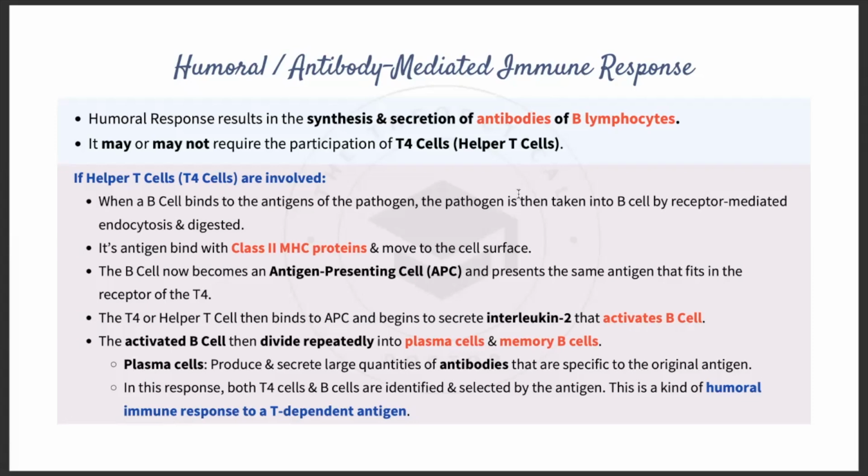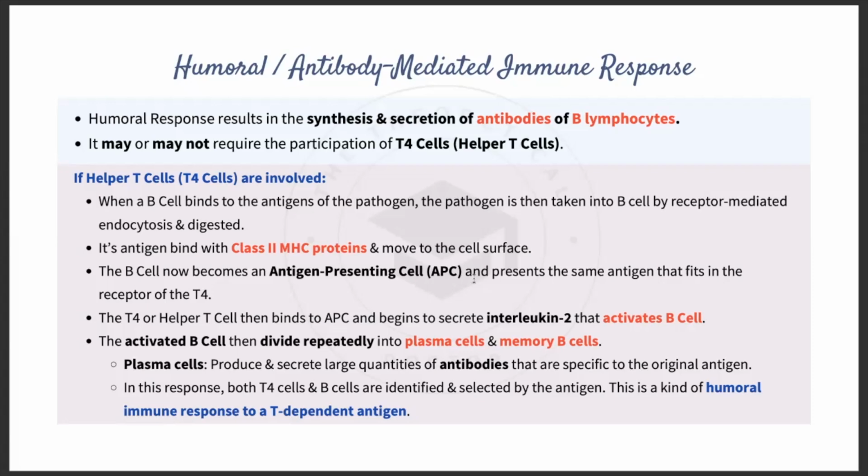So the T4 or helper T cell then binds to the APC and begins to secrete interleukin-2. This interleukin-2 will activate the B cell. So this part here differs. Now we're going to talk about what happens to the B cell, not what happens to the T cell, but the B cell. So the activated B cell then divides repeatedly into plasma cells and memory B cells. These plasma cells will produce and secrete large quantities of antibodies that are specific to the original antigen. It has to be specific because it has to fit to the epitope of that antigen.